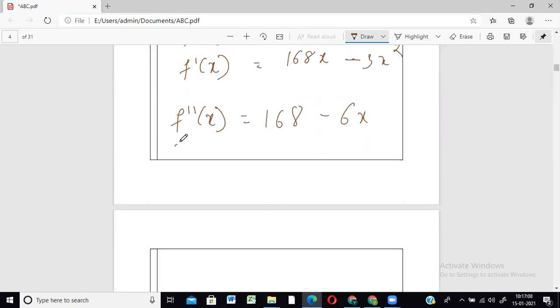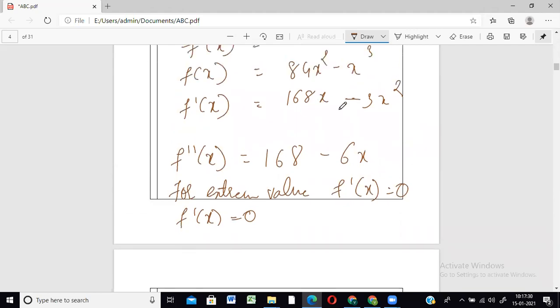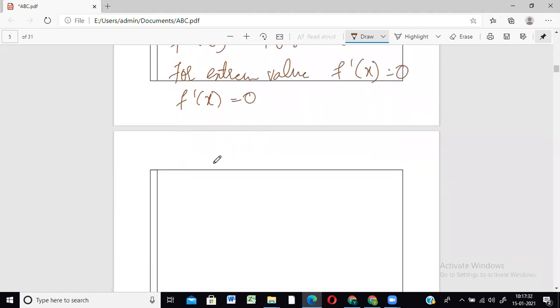Now for extreme values, the same question. What did we do after this? We substituted f dash of x equal to 0. If you have forgotten this step, you can go back and see the steps again. So we are going to substitute f dash of x equal to 0. That is nothing but 168x minus 3x square equal to 0.